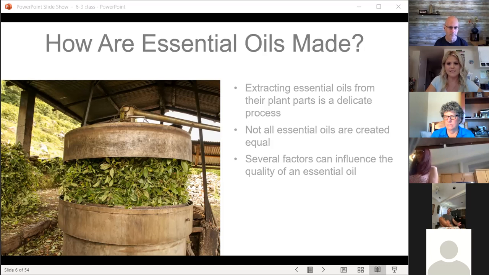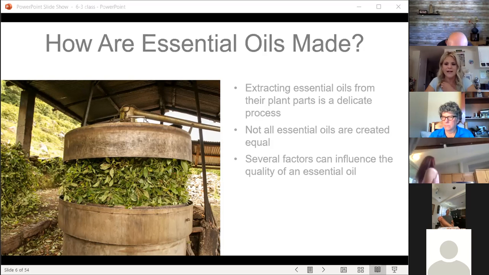So doTERRA is the essential oil company that I believe in, I stand by, and I use regularly. doTERRA does not believe in adding any synthetic fillers to their essential oils. They do not cut corners in order to save time or money during any of their process or their production. And to ensure that our essential oils remain pure, every precaution is taken during every step of the production.